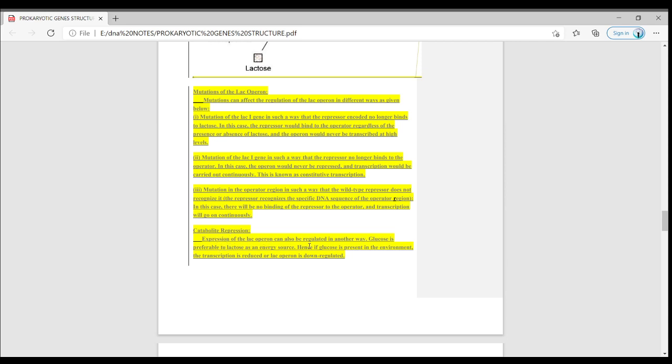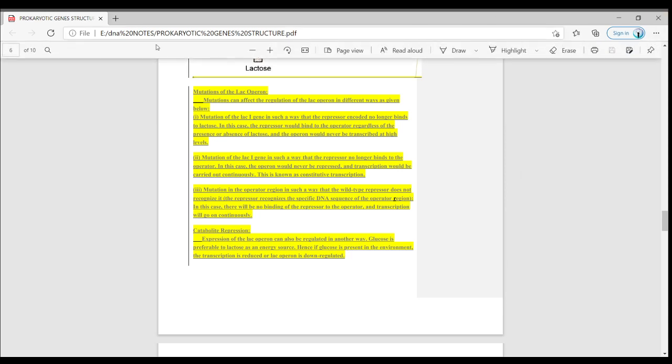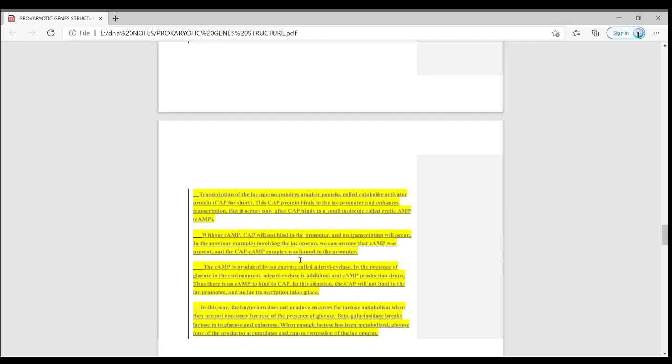Now, the catabolite repression. Expression of the lac operon can also be regulated in another way. Glucose is preferable to lactose as an energy source. Hence, if glucose is present in the environment, the transcription is reduced, or the lac operon is down regulated.